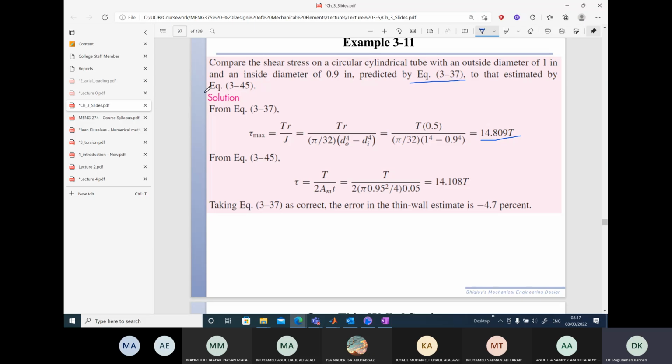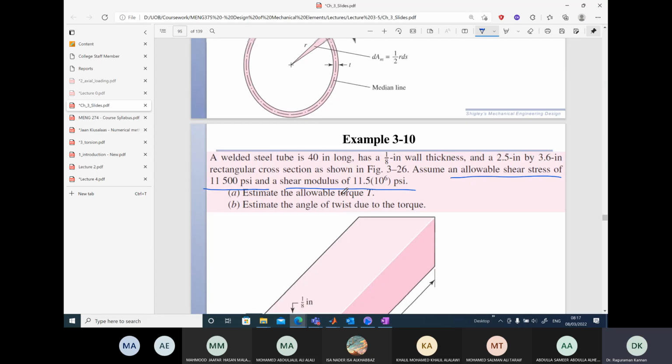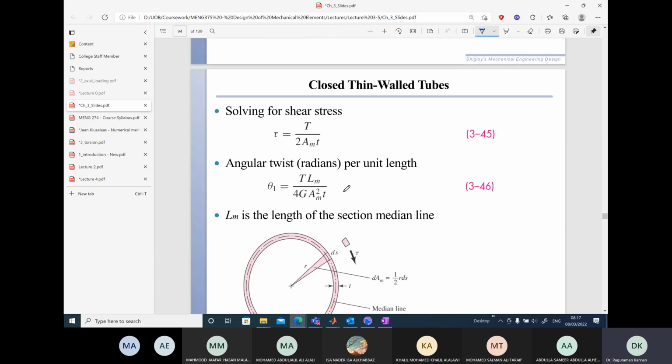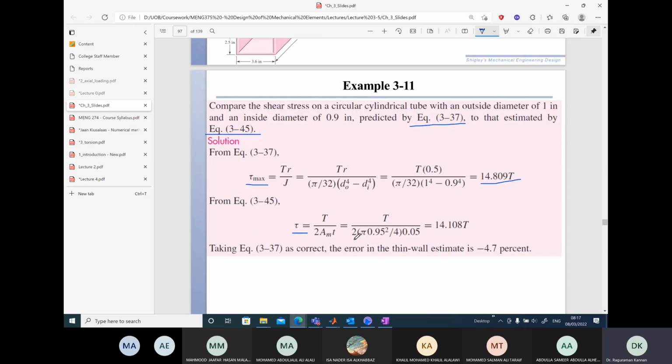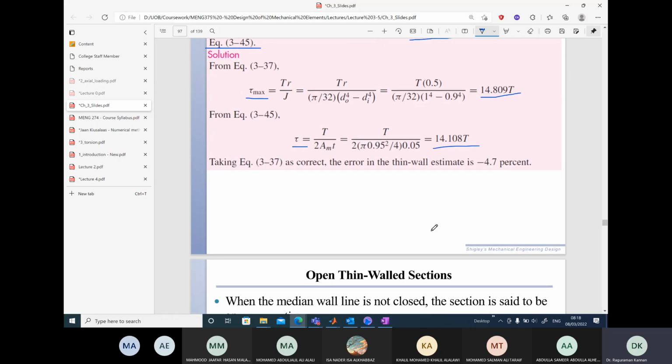So there are two formulas we need to compare the values with. One is for the circular tube, the original formula, and then we use this particular formula here to evaluate the shear stresses. And we want to compare the values. So using this particular formula, this is the result we get. So there is some difference in the values, about 5% difference.